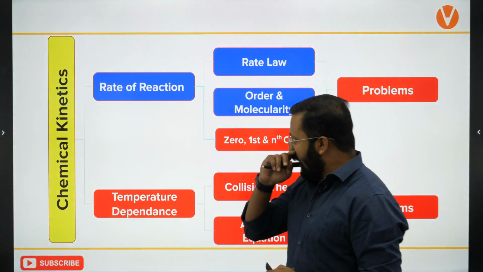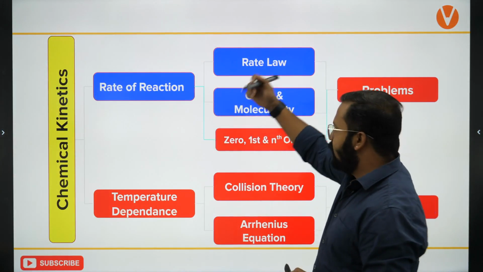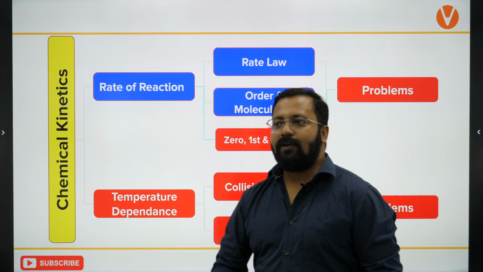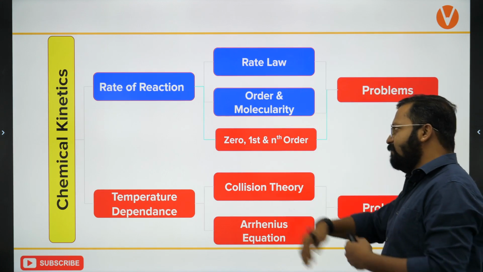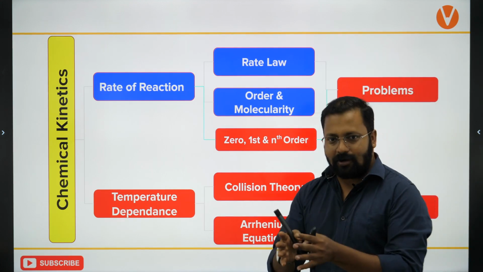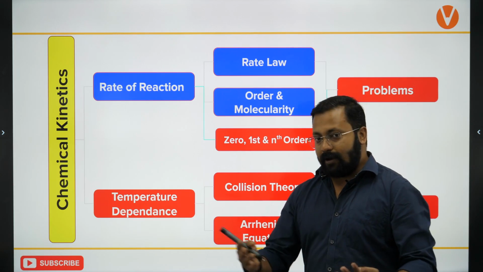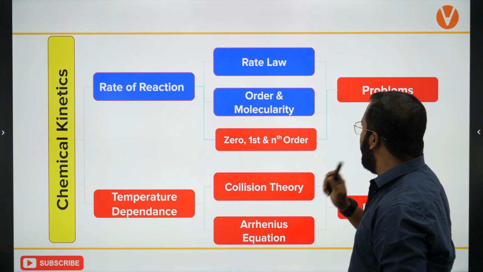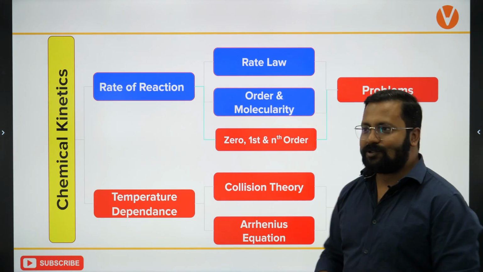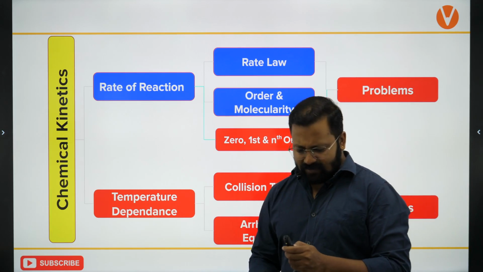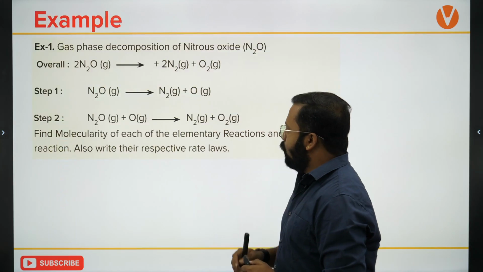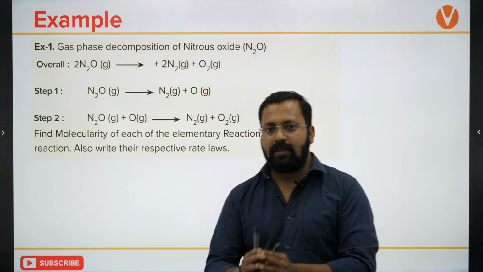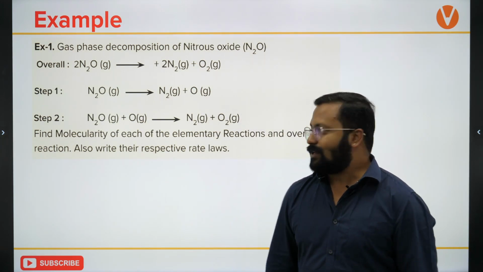If you look at the extent of completion, we have completed rate law, order, and molecularity. Today we will start with zero order reaction, and then we'll discuss first order and nth order. First order reaction will go for a longer duration. Zero order reaction is easy, we will finish it in this class itself. Then after everything gets over, we'll discuss problems. Before that, we start today's class with an example.